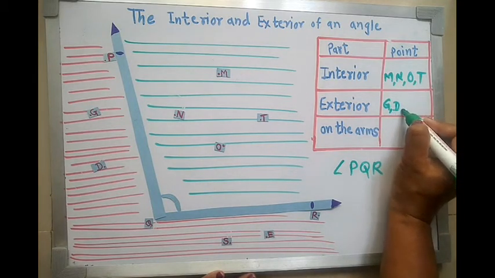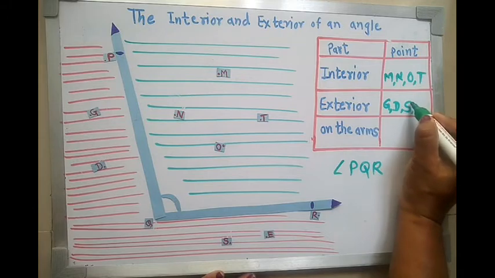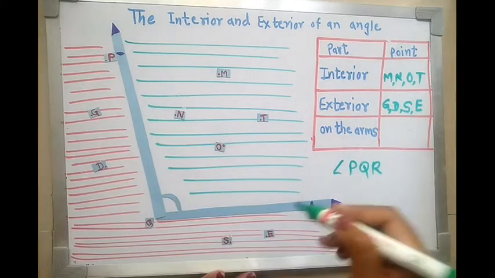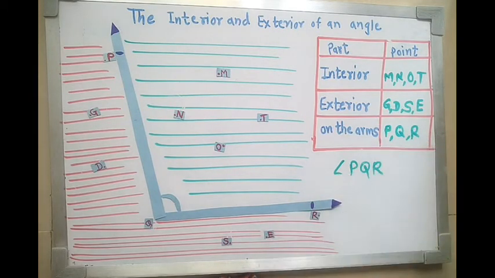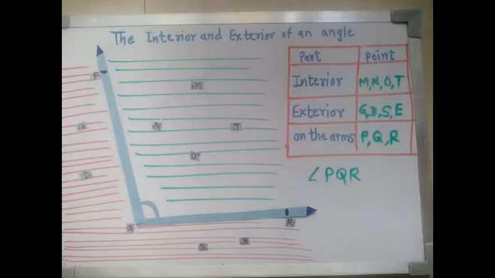Point G, point D, point S and point E are exterior points of angle PQR. Point P, point Q and point R are on the angle PQR.